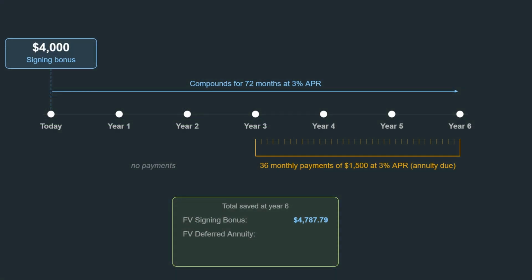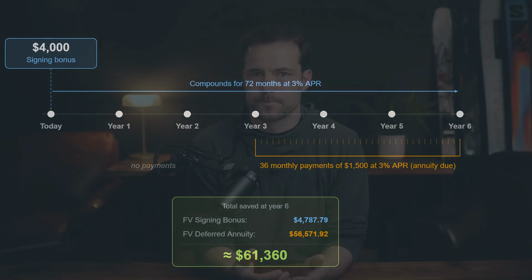Now, to determine the total available for a down payment after 6 years, we add the future value of the signing bonus to the future value of the deferred annuity. The signing bonus grew to $4,787.79, and the savings contributions grew to $56,571.92. Together, that gives us approximately $61,360 available at the end of 6 years that we can use as a down payment on a new house.